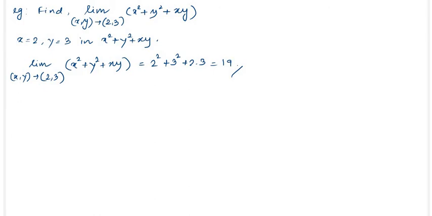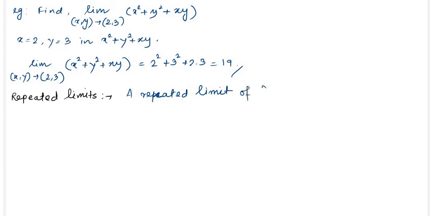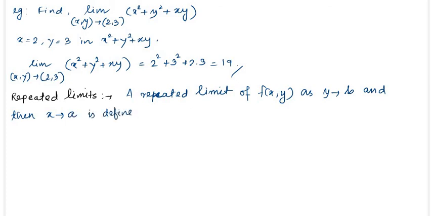The next concept that we have here is repeated limits. So what are repeated limits? A repeated limit of f of xy as y tends to b and then x tends to a is defined as limit x tends to a, limit y tends to b, f of xy.